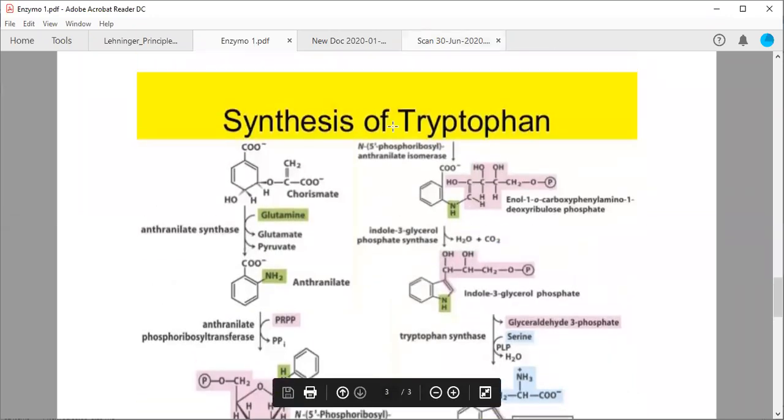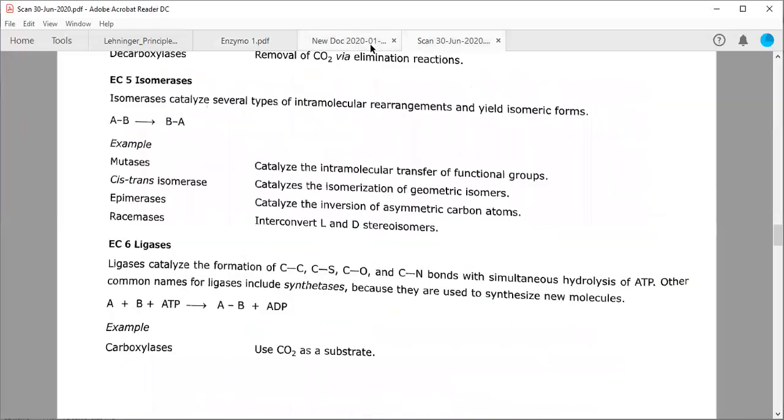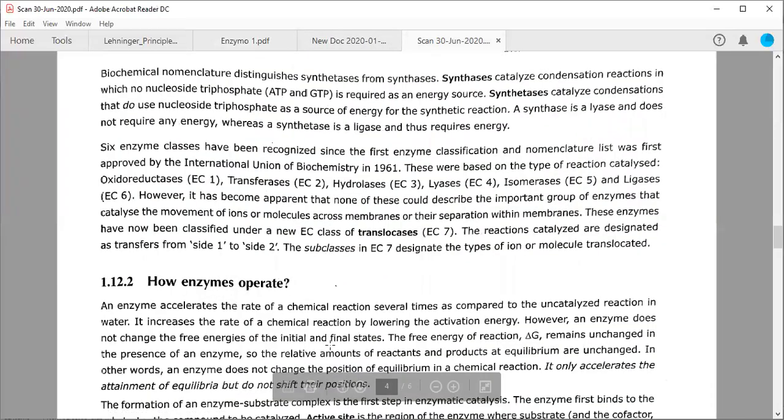Now we will move back. Okay, so these are actually 6 classes, but recently one more class, the 7th class, has been added to this classification. The 7th class is completely different from the enzymes we have discussed in this last table. In the 7th class, they have included translocases. You know translocases? These are the enzymes which are used to transfer.